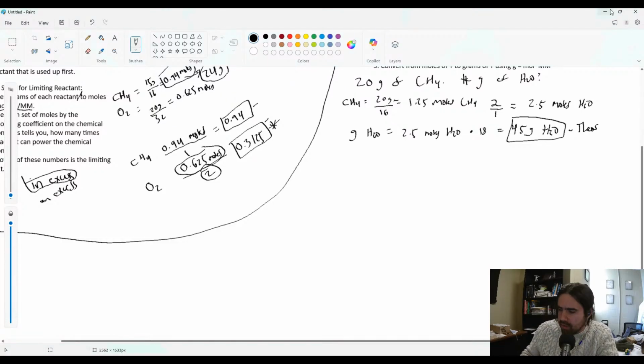Okay. So this is the theoretical yield. Okay. So this is assuming that the reaction completely finishes, right? Everything gets totally used up. This is the maximum amount that you can possibly get. The theoretical yield is the maximum possible product.